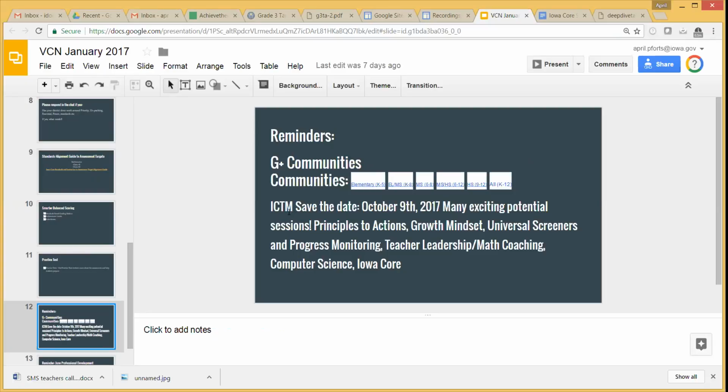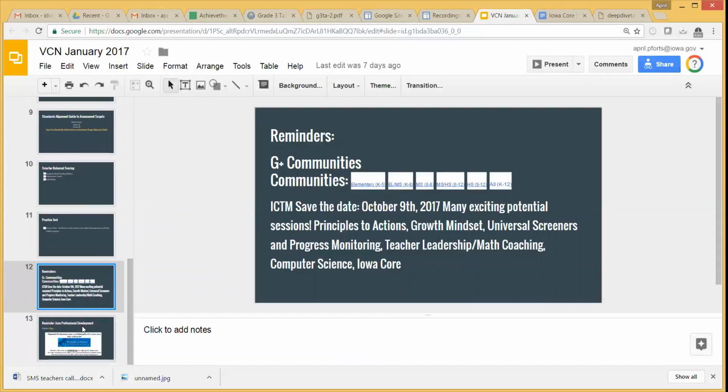Also, we have an ICTM Save the Date, October 9th in 2017. We have many exciting potential sessions: principles to action, growth mindset, universal screeners and progress monitoring, teacher leadership and math coaching, computer science, and I'm sure we'll have some sessions on the Iowa Core in our continued strive to implement that.